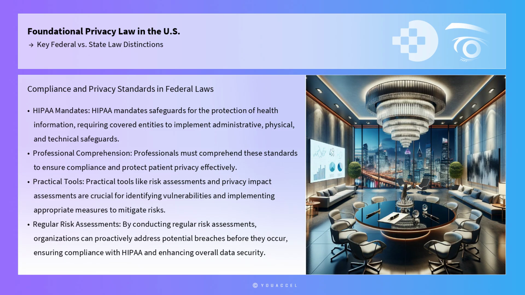Federal laws, such as the Health Insurance Portability and Accountability Act and the Children's Online Privacy Protection Act, establish broad standards for specific sectors. HIPAA, for instance, mandates safeguards for the protection of health information, requiring covered entities to implement administrative, physical, and technical safeguards. Professionals must comprehend these standards to ensure compliance and protect patient privacy effectively.